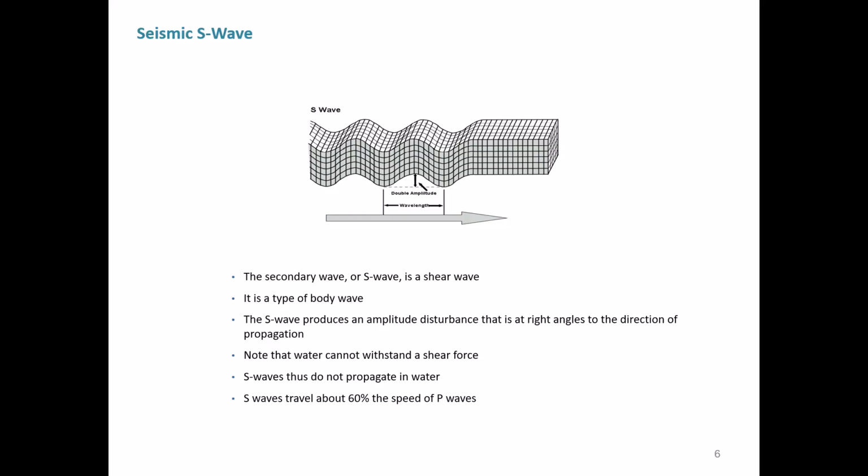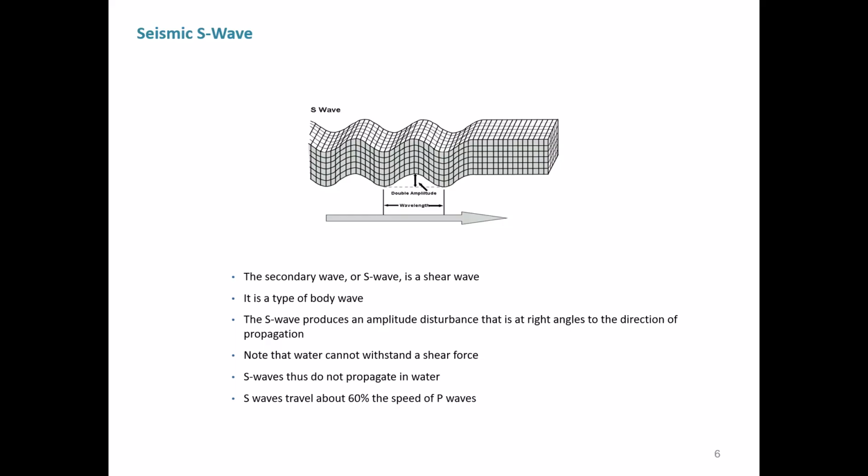Then we have our seismic S waves. Now S stands for shear, or S stands for secondary. Take your pick. And this is also a body wave. And then the disturbance is in a perpendicular direction relative to the propagation vector there. Now S waves do not go through water because water cannot withstand a shear force.